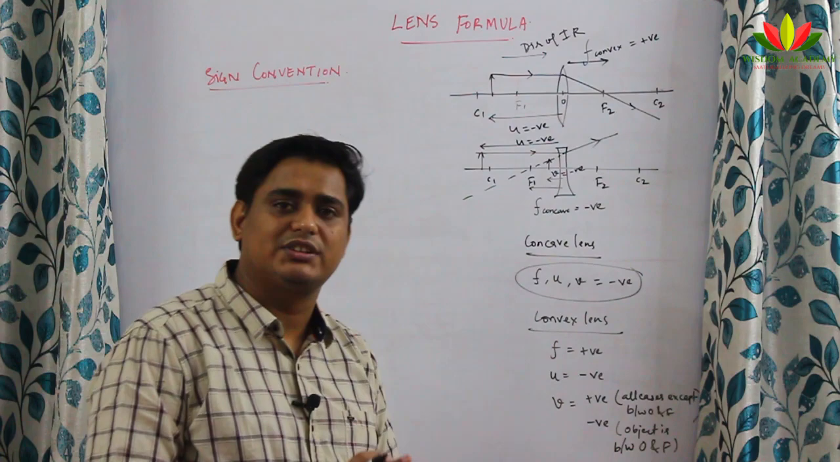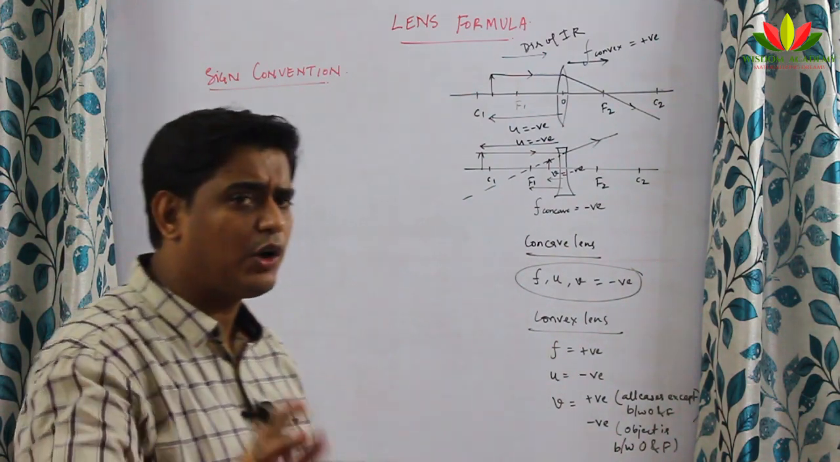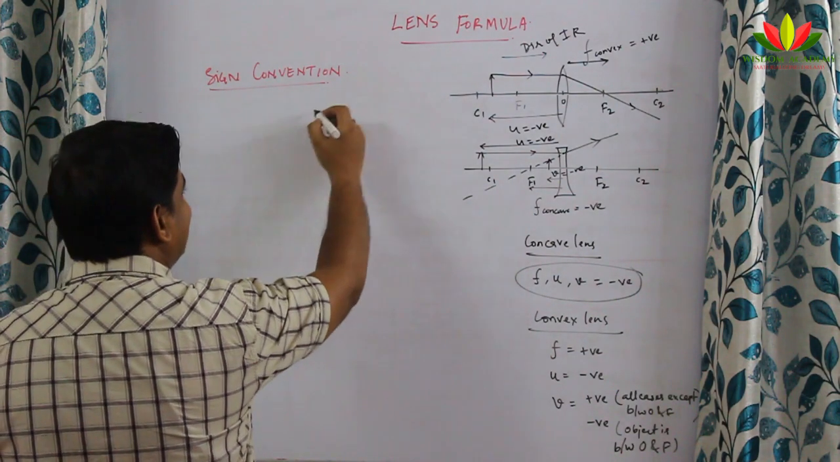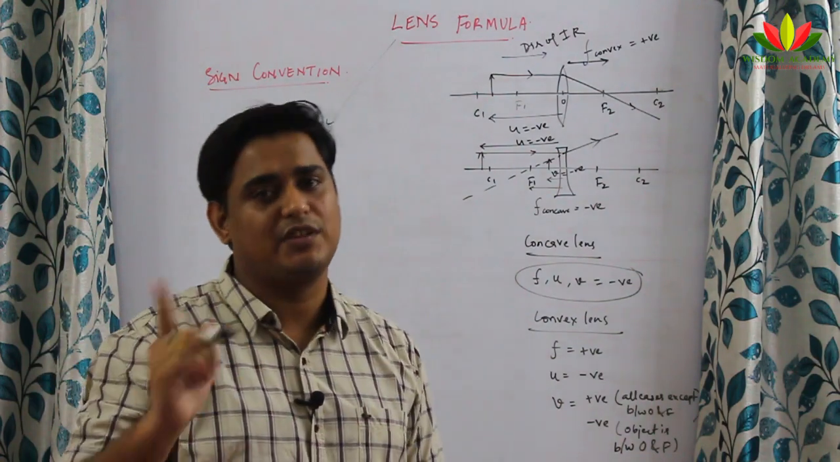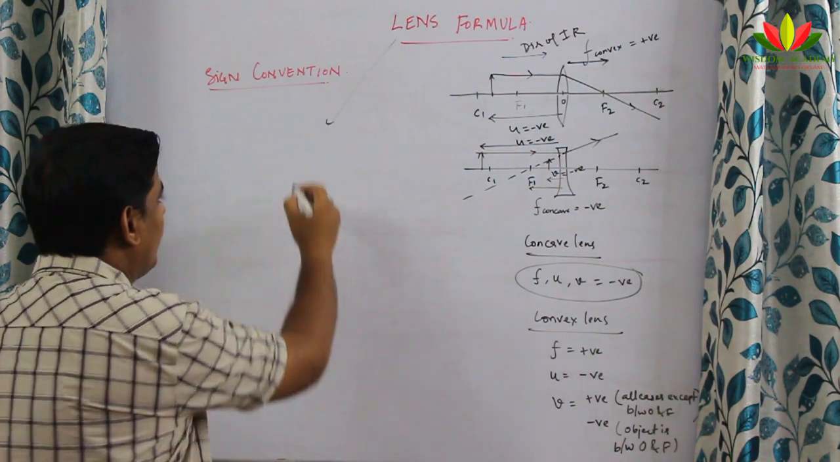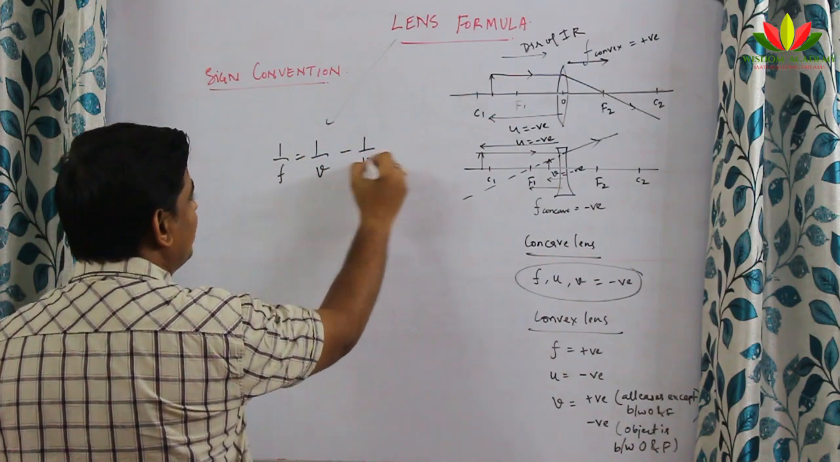When you will take U positive, V positive, V negative and F positive and negative. Now coming back to lens formula. So lens formula says that, what was Mirror's formula? 1 by F is equal to 1 by V plus 1 by U. Lens formula will be 1 by F is equal to 1 by V minus 1 by U.